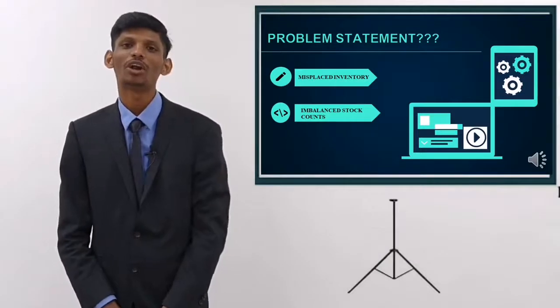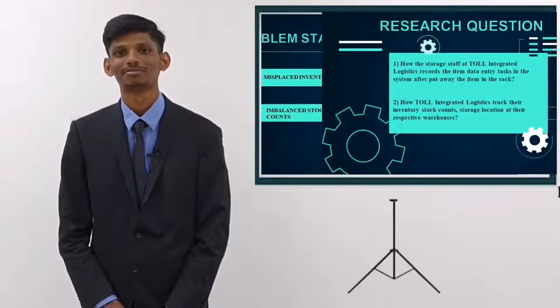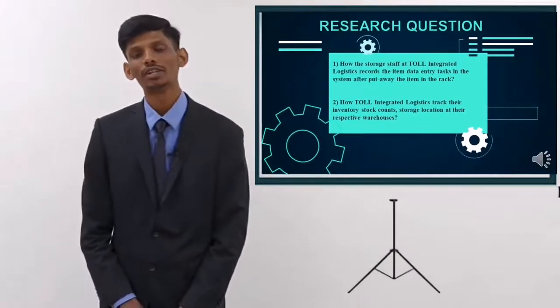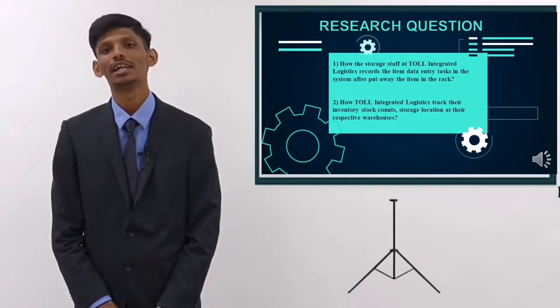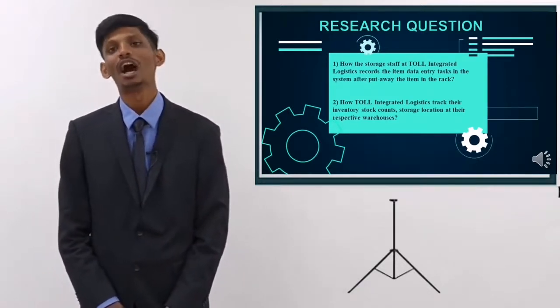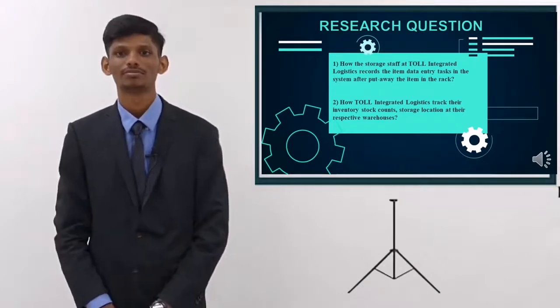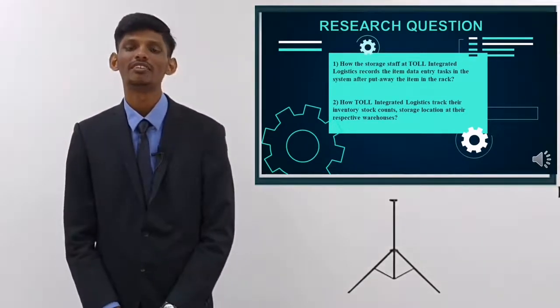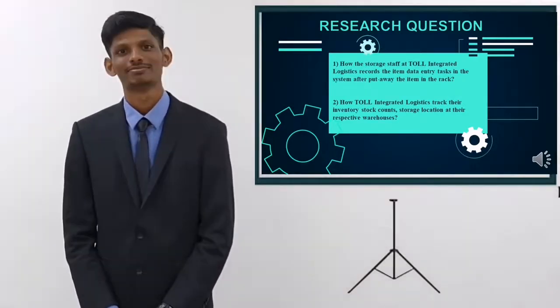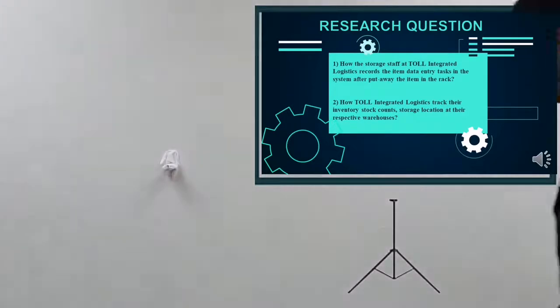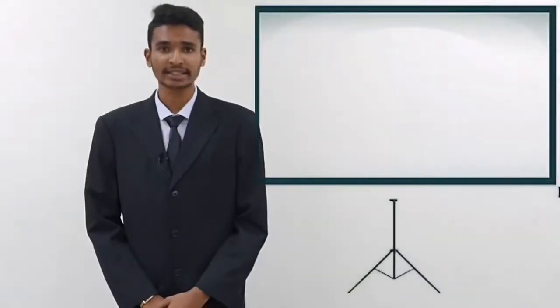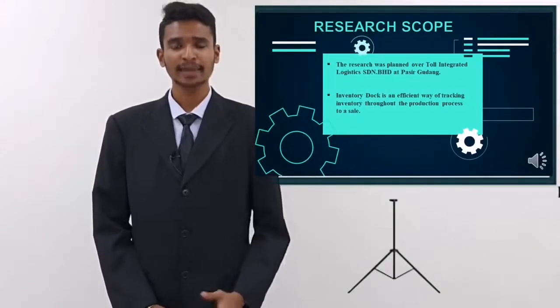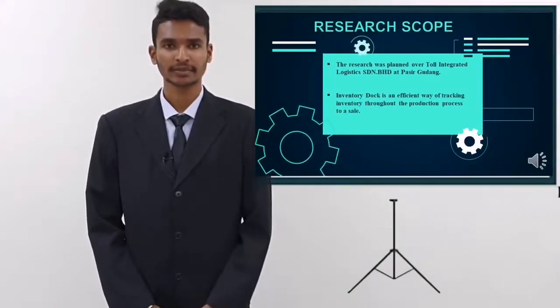The main questions we all have are: the first, how the storage staff at Toll Integrated Logistics record the item data entry task after putting away the item in the rack. The second, how Toll Integrated Logistics track their inventory stock counts and storage location at their respective warehouses. The research was conducted at Toll Integrated Logistics. The obstacle that emerged from this industry is imbalanced stock count and misplaced inventory.